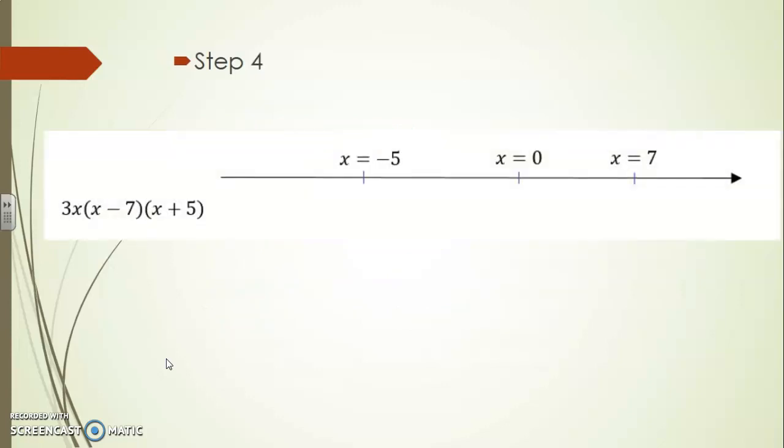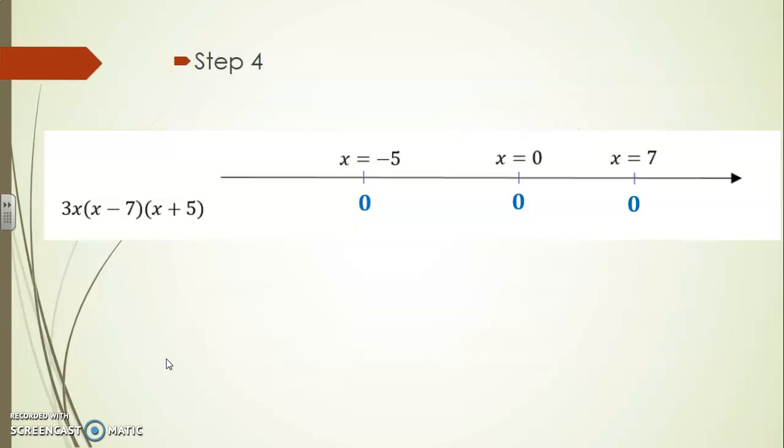Here's step 4, where we will do exactly that. So notice how I've created a number line. Above the number line are the values that we found through the zeros, minus 5, 0, and 7. Below the number line, I've rewritten the expression 3x, x minus 7, x plus 5. This is the reduced and factored form that we had obtained and for which the signs will be tested. So our zeros tell us that the expression on the left is 0 at these moments.